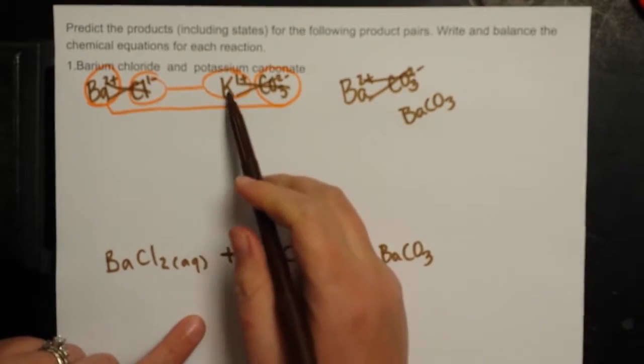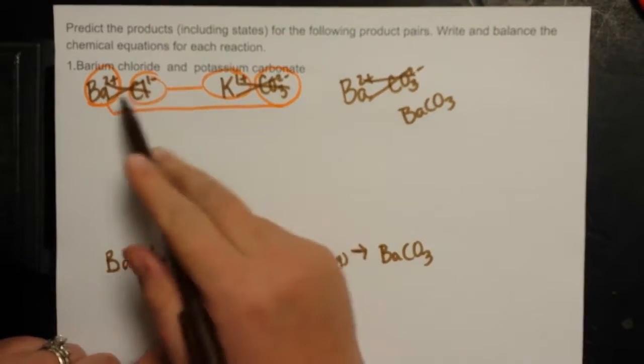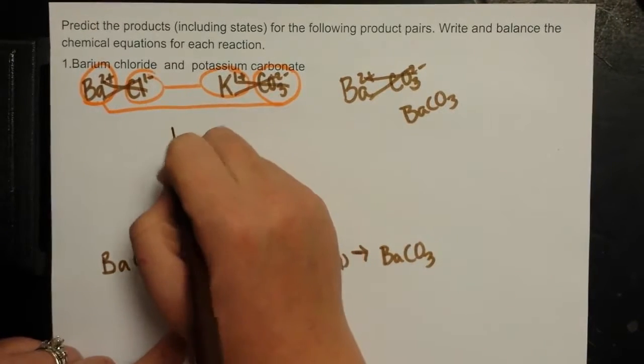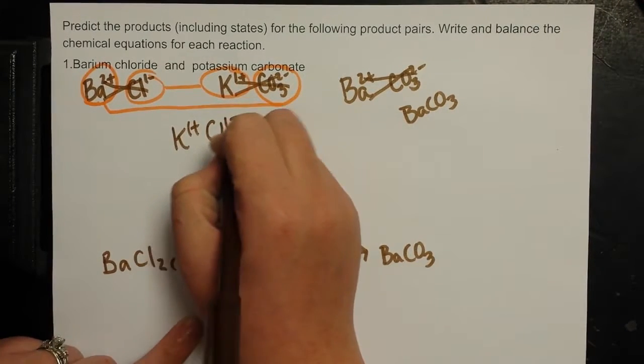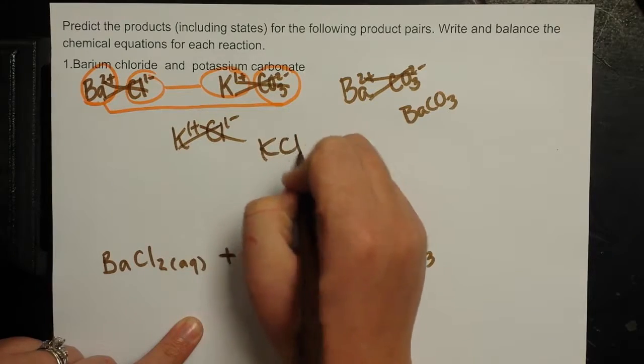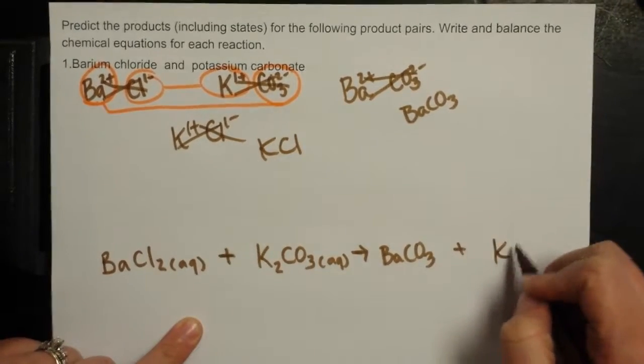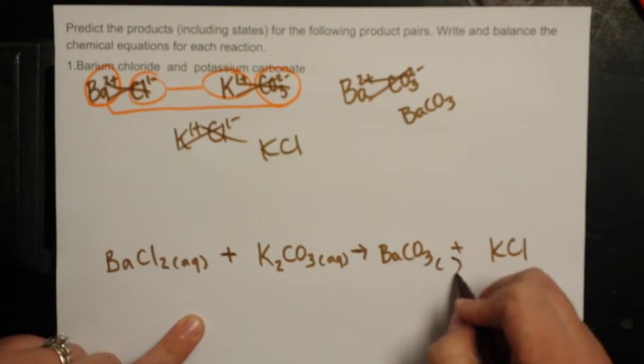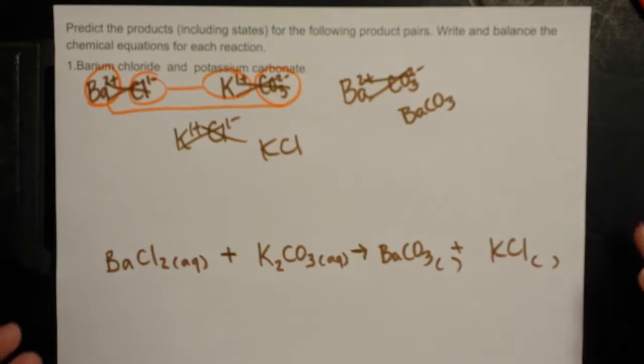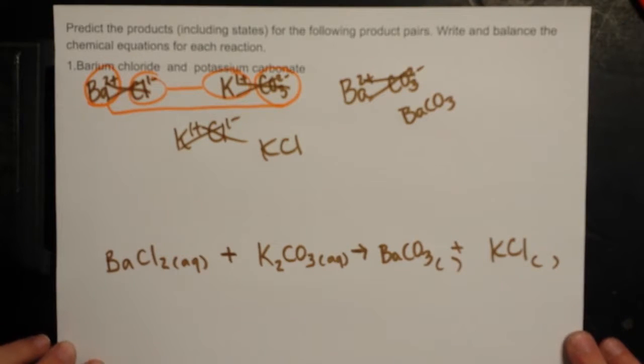Okay. And then remember, you can't put Cl and K. Remember, your cation always goes first. So you've got K with a 1+, Cl with a 1-. Swap and drop, you get KCl. All right, and we need to leave room to write their phases, or their states.